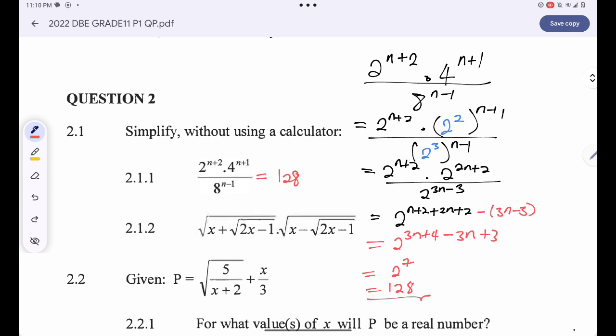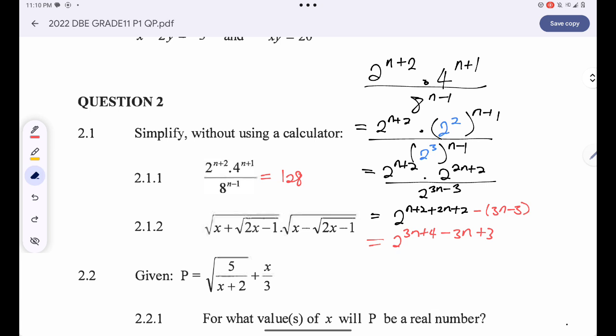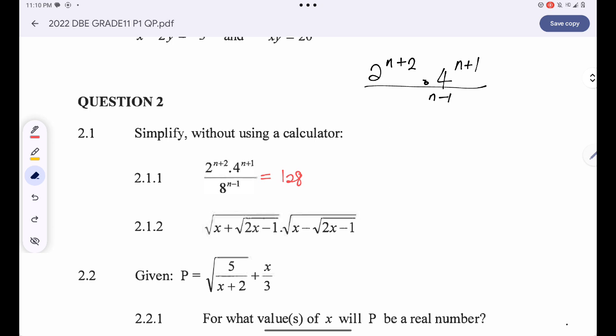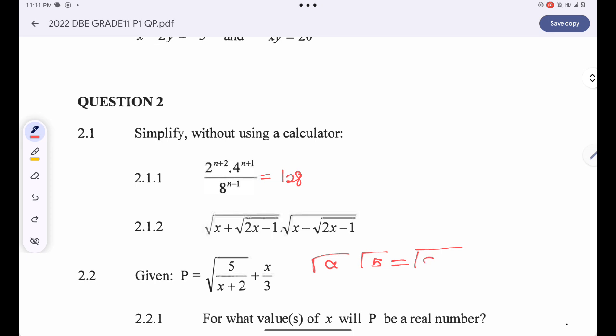Okay, now let's go and do 2.1.2. I have 2 terms being multiplied, right? There's a rule, guys, that simply says that if ever you have the square root of a multiplied by the square root of b, you can simply write this as the square root of a multiplied by b, right? So this means I can simply change this and write it under one root.